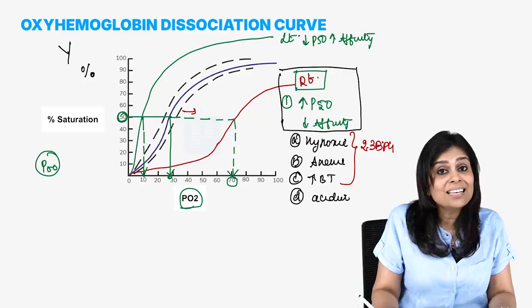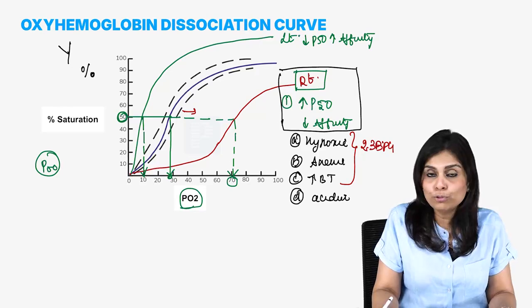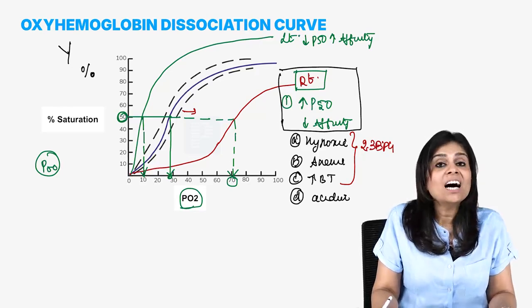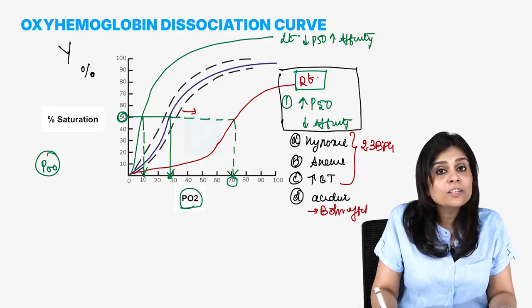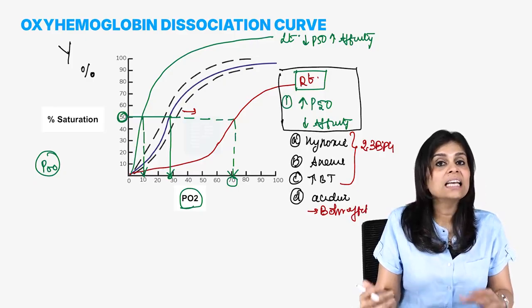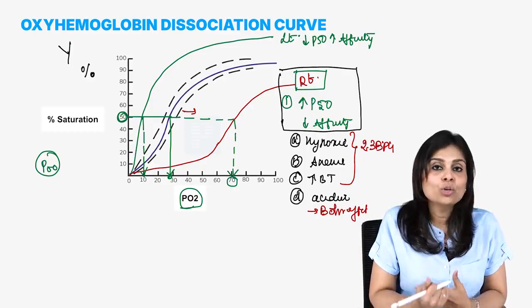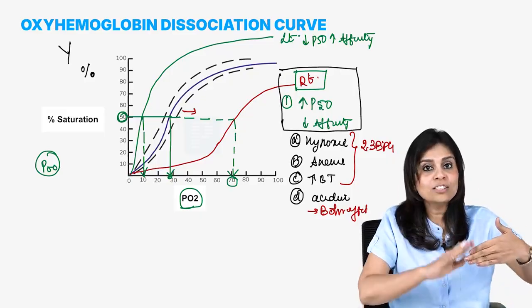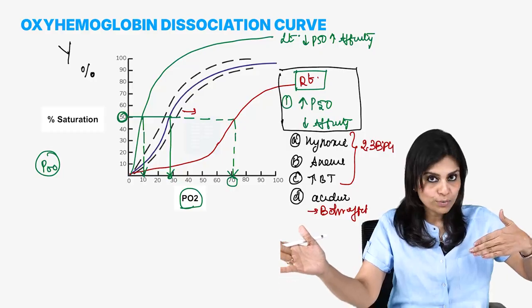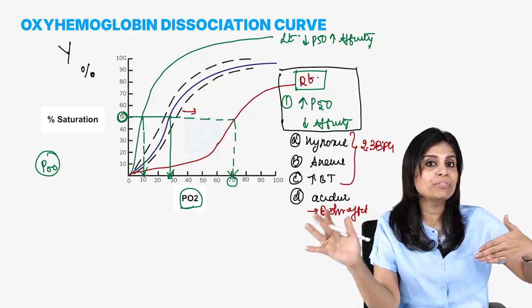Now, how does acidosis shift the curve to the right? That is not because of 2,3-BPG. Acidosis shifts the curve to the right because of Bohr effect. What is Bohr effect? I told you. Reciprocal binding of oxygen and H+. So, in acidosis, H+ ion binds, so oxygen leaves. Do you understand this? In acidosis, oxygen leaves because of Bohr effect.